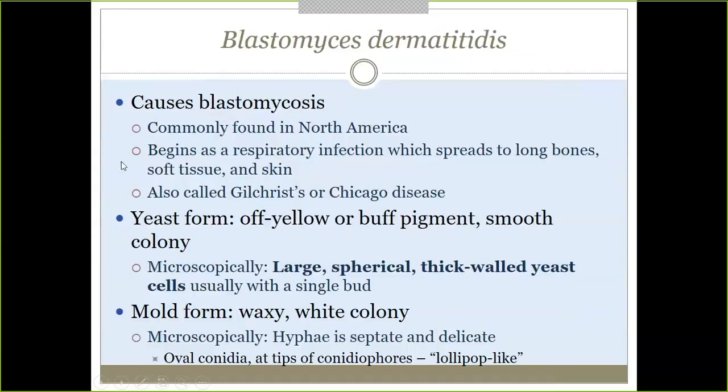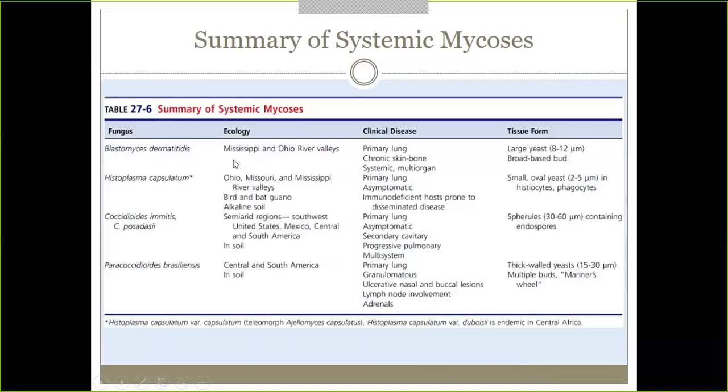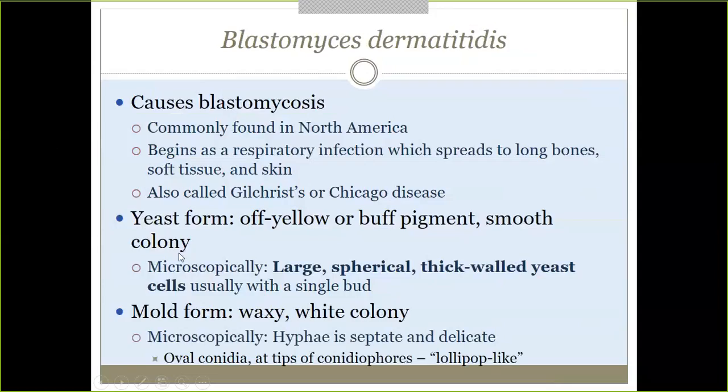We have Blastomyces dermatitidis. The disease that they name it is blastomycosis, definitely found in North America. As it showed here, it's more the Mississippi and Ohio River Valley area. It will start in the lung, can involve the skin, the bone, multiple organs. Again, it's systemic. It goes throughout. So the two forms, yeast and mold. Out of the two forms, I want you to remember the yeast phase. And in the yeast, it has very thick-walled yeast cells, which is unique.